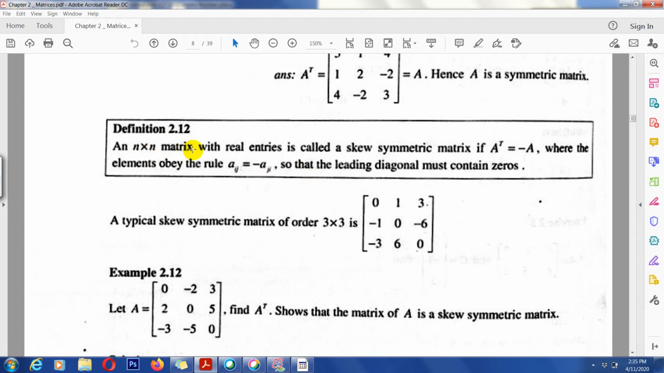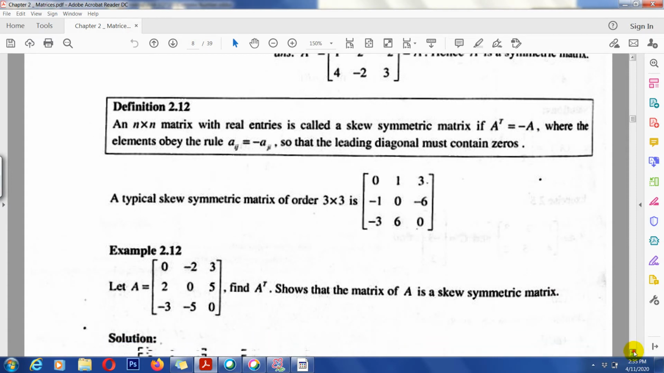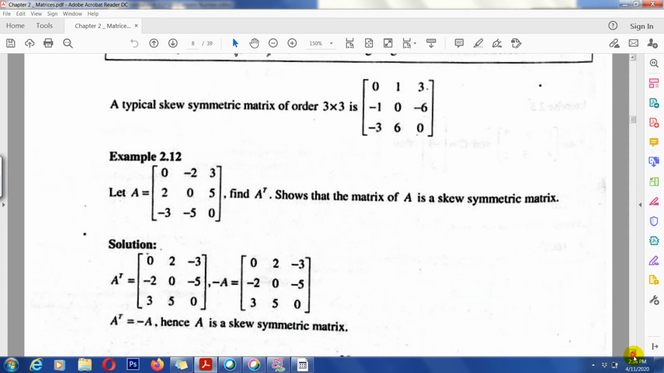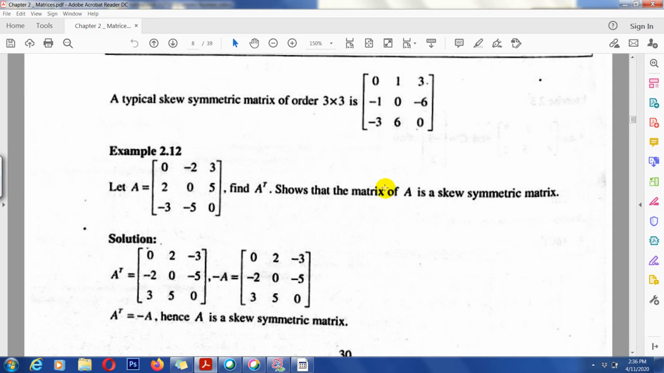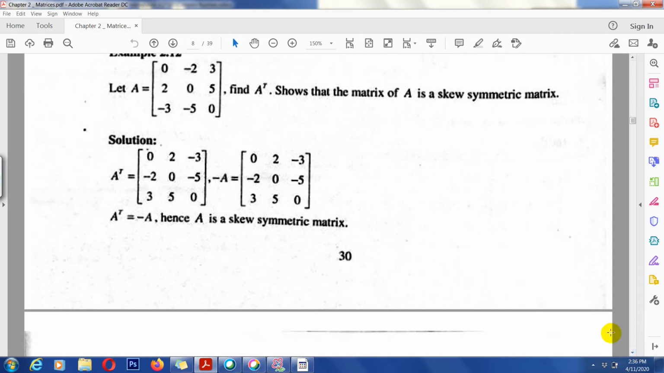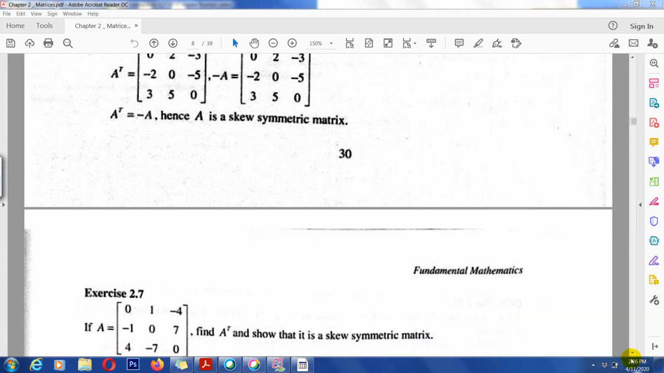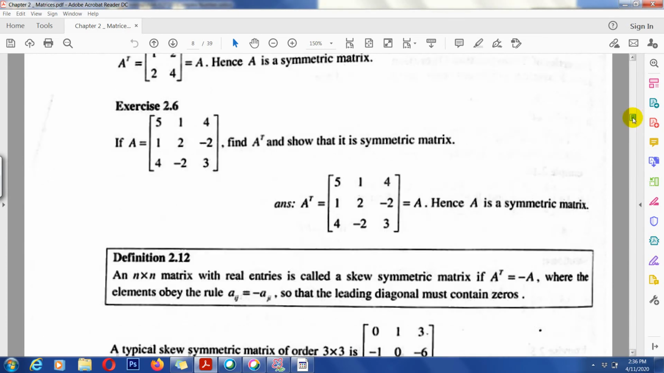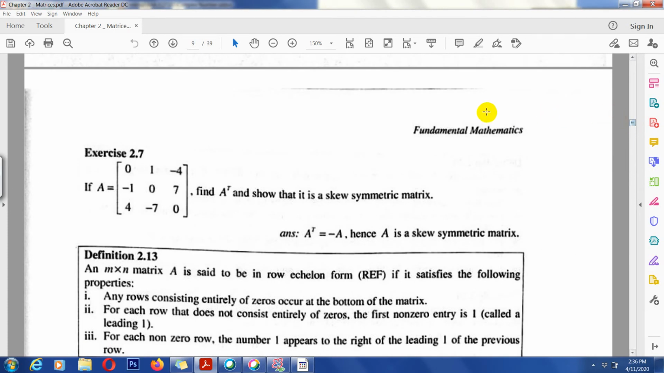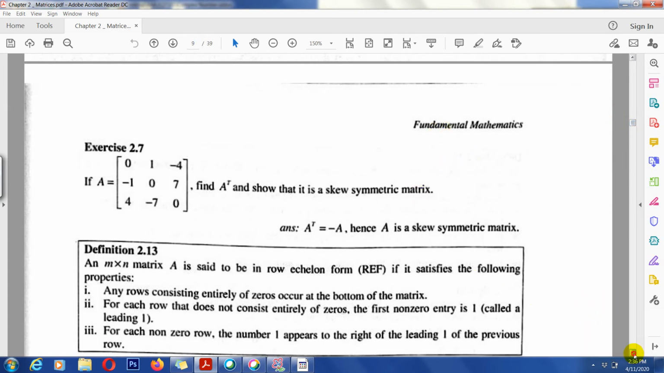The condition should be a square matrix, and we call it a skew symmetric matrix if A transpose is equal to negative A. This definition is usually something we need to know. If they say skew matrix, we can imagine that if we transpose, we get negative A. Right? A transpose becomes negative A. Alright, so what is the next definition?